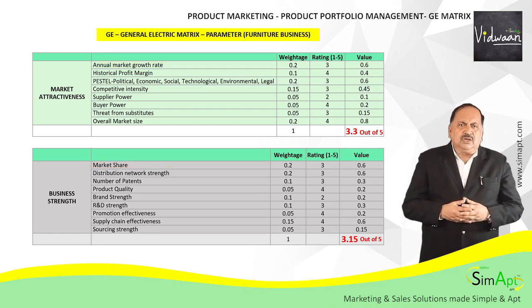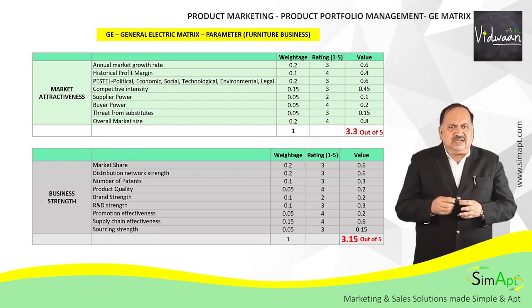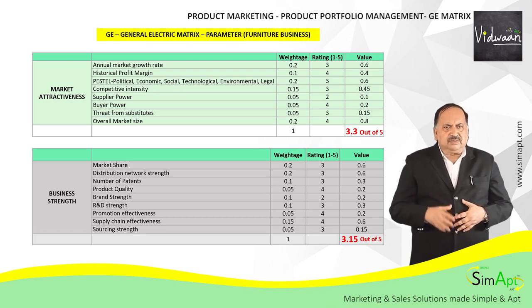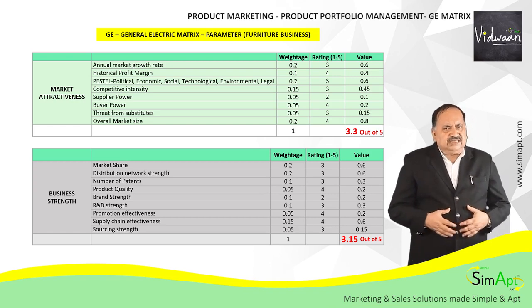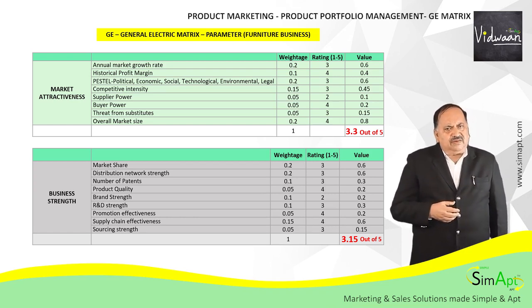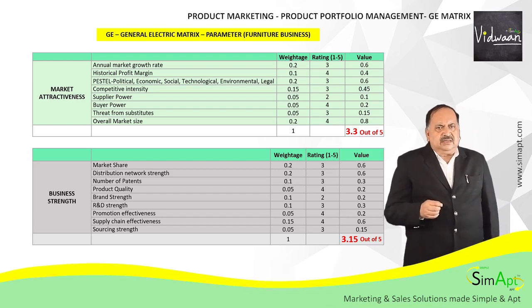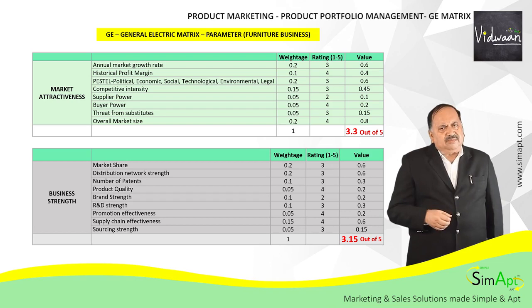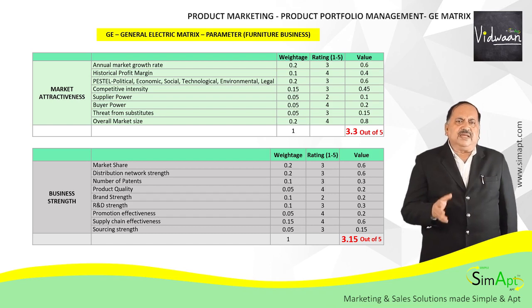The product P4 scores 3.3 in market attractiveness, that is 3.3 out of a maximum possible 5, which means the market in which P4 operates is attractive to the scale of 3.3 out of a maximum possible 5. P4 also scores 3.15 in business strength. That's 3.15 out of a maximum possible 5, which means the product or the product category of P4 has a business strength of 3.15 out of a maximum possible 5.